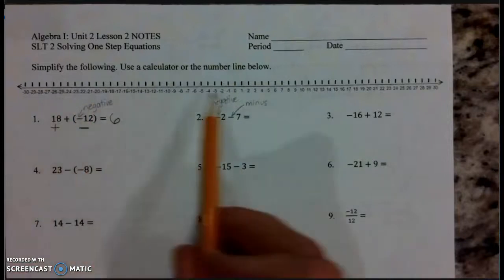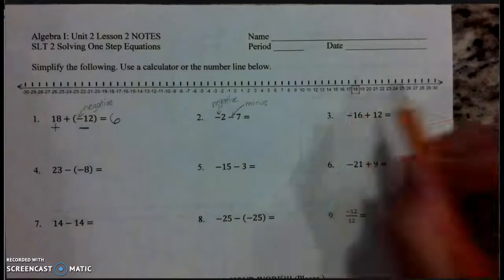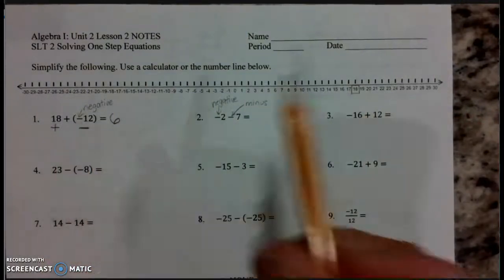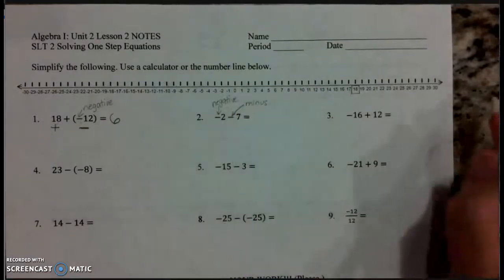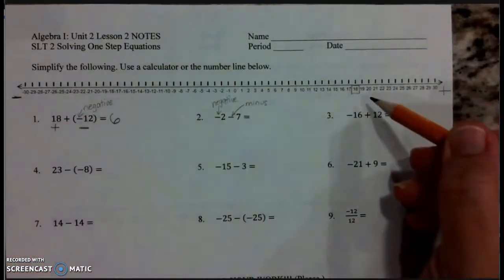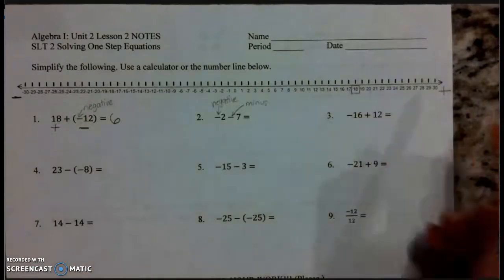We could also use the number line here and go to 18. 18 positive is right there. And we are going to go in the negative direction. Even if you forget, 0 is in the middle. It's neutral. If I go up, that's positive numbers. And if I go down, it's negative numbers. So moving left goes negative, and moving right goes positive.